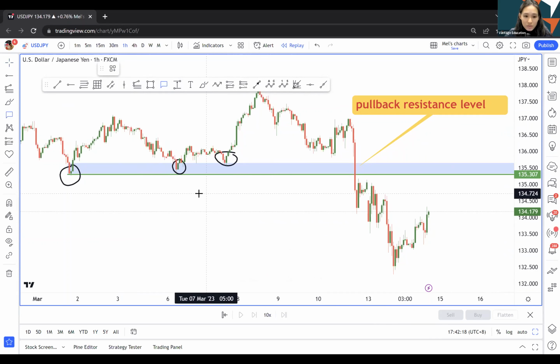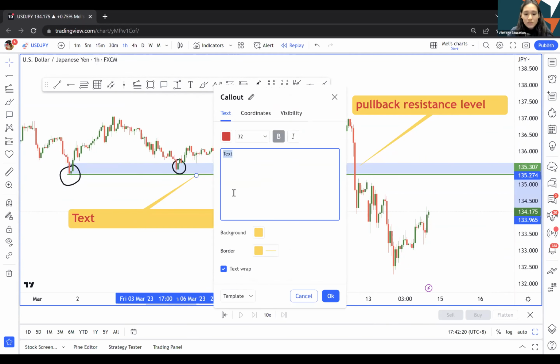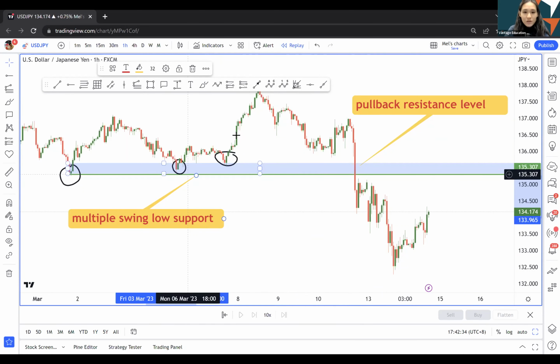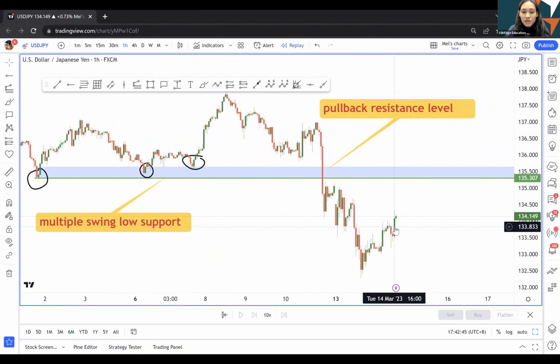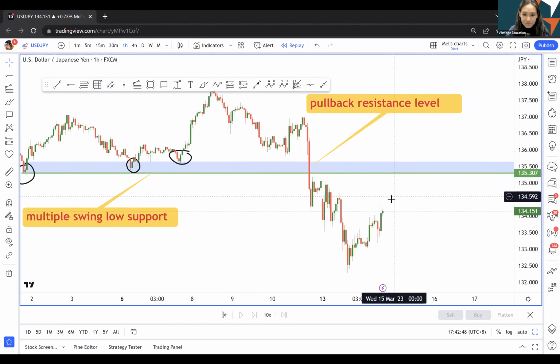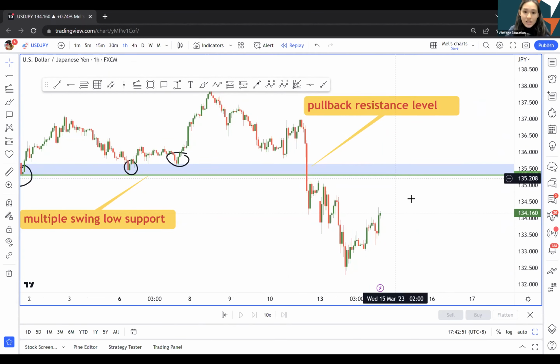So before that, let me label this. This is a multiple swing low support. Okay, so it's a swing low support. Once it passes through this level, we're expecting it to pull back to it, thus making it a pullback resistance level. We can see prices are starting to climb up towards this level. So once it touches this level, then it will be considered an overlap resistance level.